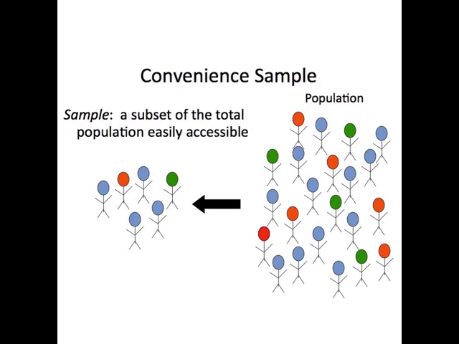So maybe we could take a convenience sample, a sample of babies from just Manchester. It's easily accessible to where we are here at UNH Manchester.